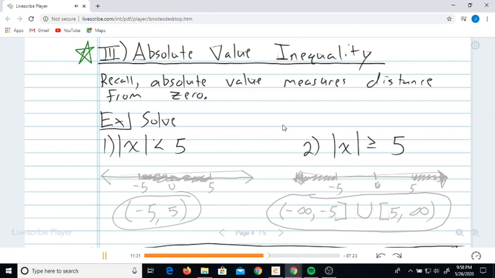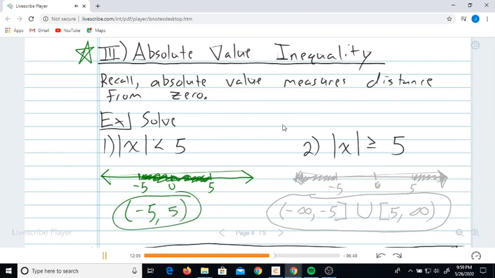When we look at example 1, absolute value of x is less than 5, we're trying to think, hey, what numbers are less than 5 units away from 0? Well, here's 0. I can go 5 to the left at -5, 5 to the right. What numbers are less than 5 units away from 0? Well, that's going to be everything that's in between. So that's any number in between -5 and 5. There's our solution set.